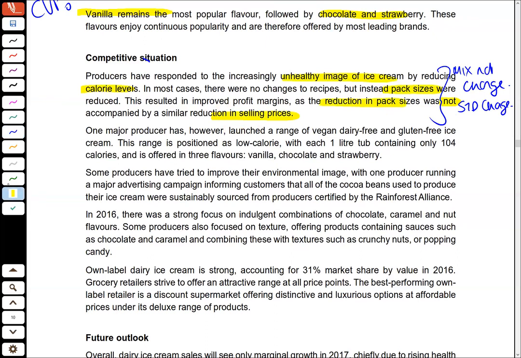One major producer has launched a range of vegan, dairy-free, gluten-free products. So we've got all of the intolerances that you may want to consider looking at as well. And obviously the environmental image is also very important again.